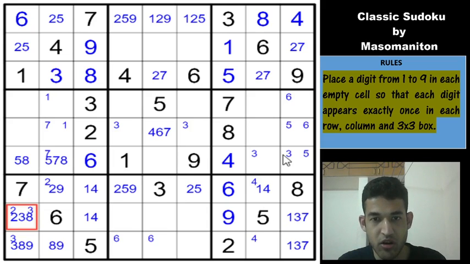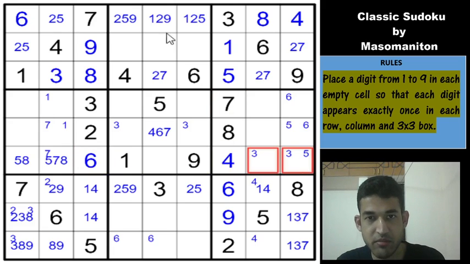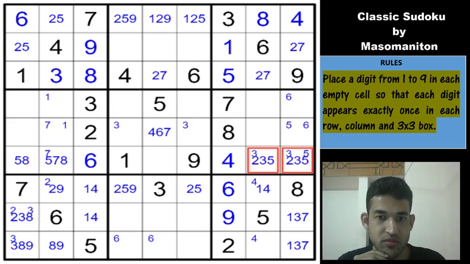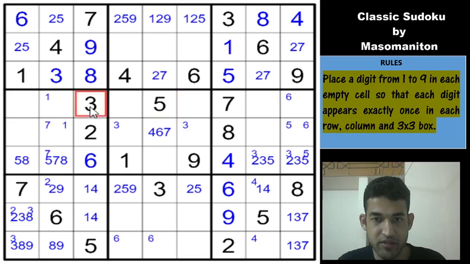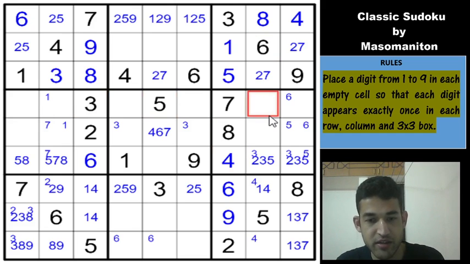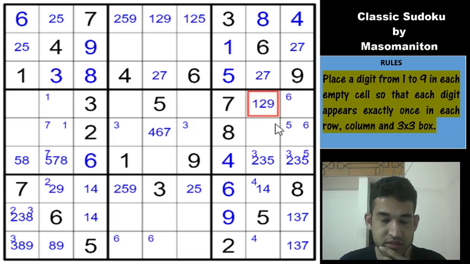Okay, so along row 6, these 2 cells cannot be 4, 7, 8, cannot be 1, 6, 9, so they must be 2, 3, 5. So again, focusing around this area, this cell cannot be 3, 5, 7, cannot be 4 and 8, cannot be 6, so this must be a 1, 2 and a 9, right? This must be 1, 2 and 9.